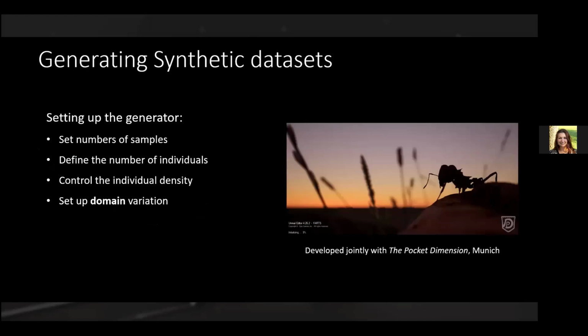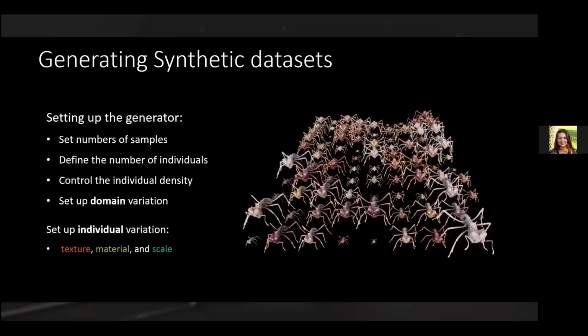Now, this specific generator I'm developing jointly with the Pocket Dimension in Munich. And when we think about what this generator has to do, it's a couple of different things. We need to think about what is the domain or the environment that we need to simulate, and what are the animals that we need to simulate. So when setting up this generator, we first need to understand how many samples we need. So how many images do we need to throw out at the very end? We need to define the number of individuals that we want to have in there, control the density, so the proximity between individuals, and set up domain variation, so what kind of noise and everything we want to throw on top of it. And also, we need to set up the individual variation.